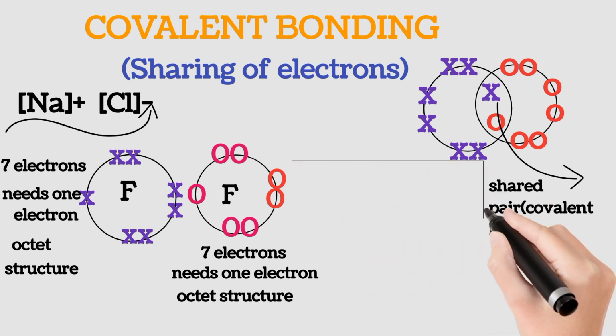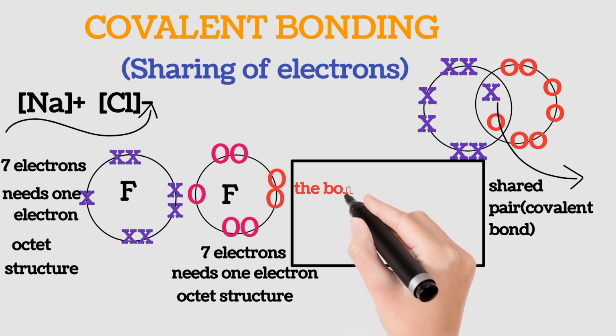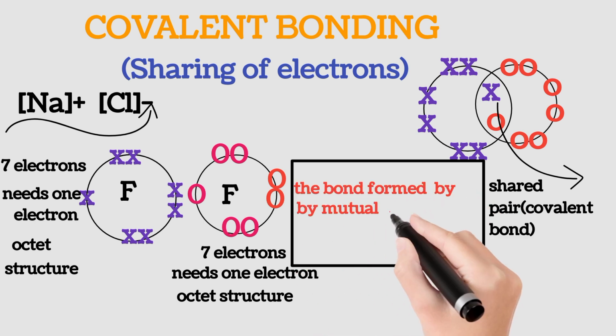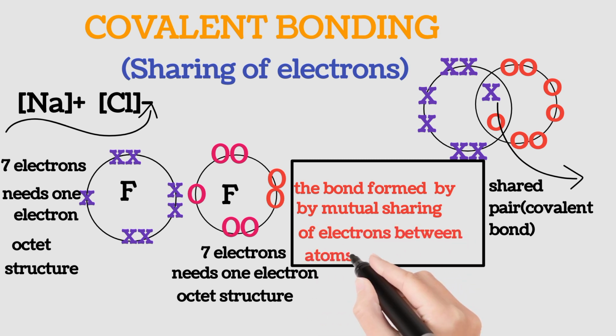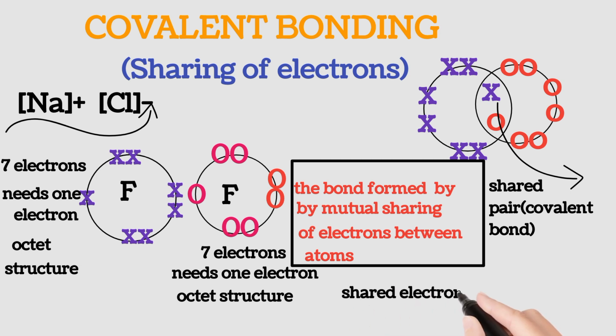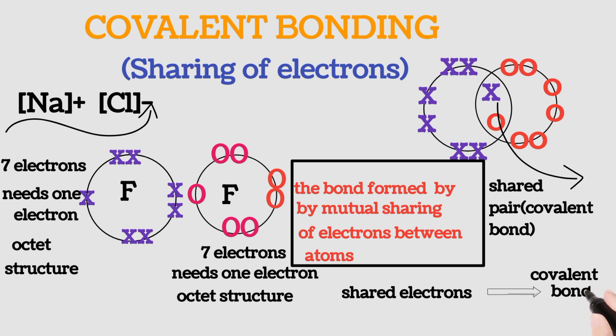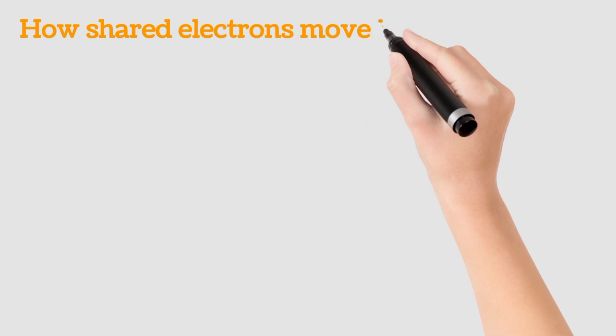So let me define a covalent bond. What is a covalent bond? A covalent bond is the bond formed by what? Mutual sharing of electrons between atoms. I repeat. A covalent bond is a type of bond formed by what? Mutual sharing of electrons between atoms. So when electrons are shared between atoms, a covalent bond is formed. You must know that. And also, covalent bond is formed between non-metals.